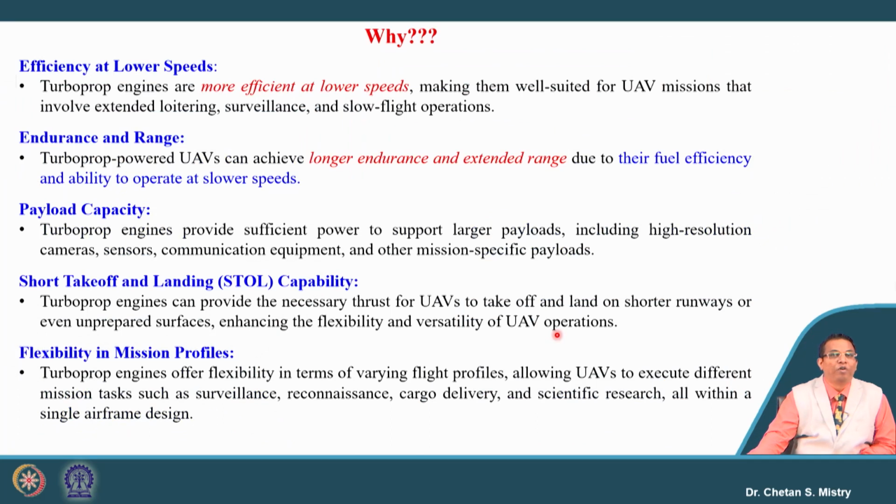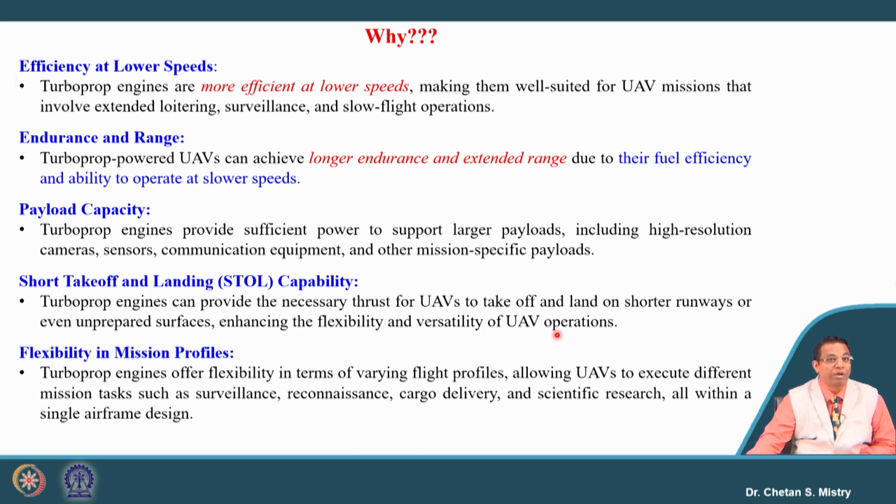So the question will come, what is the reason why we are moving towards a turboprop engine, and that too used for UAVs? So the very first reason is efficiency at lower speed. These turboprop engines we have discussed run at low speed, and that's the reason they are very efficient, and they can be used for different missions related to loitering, surveillance, and slow flight operations. Because of fuel economy, they give longer endurance and extended range.